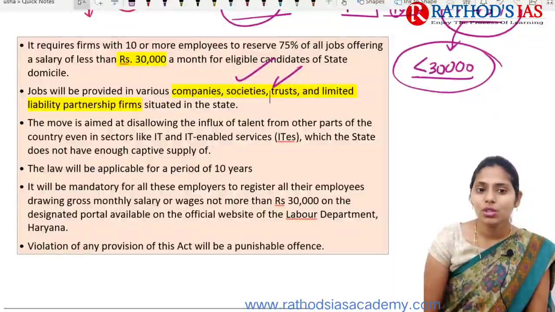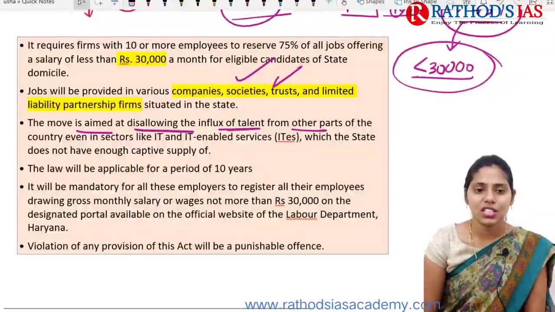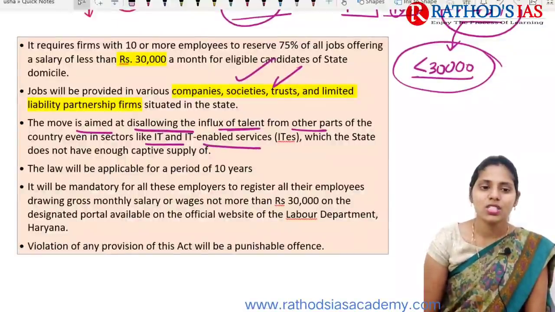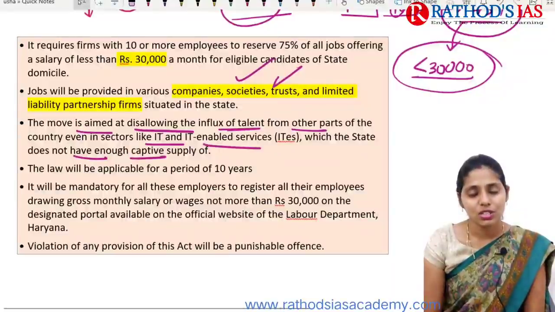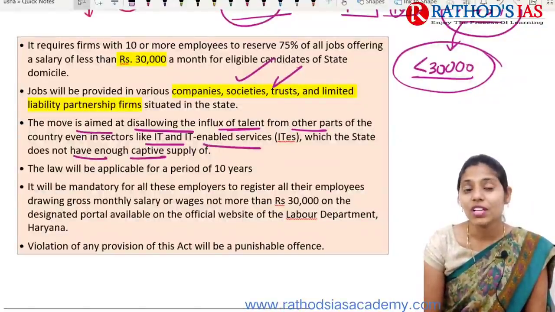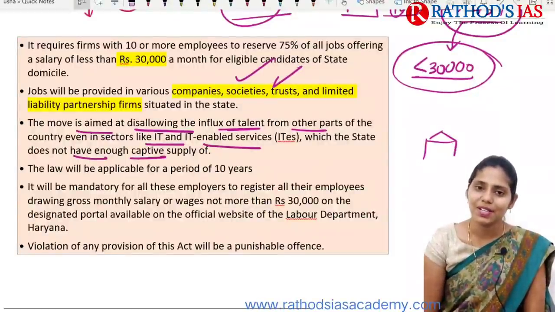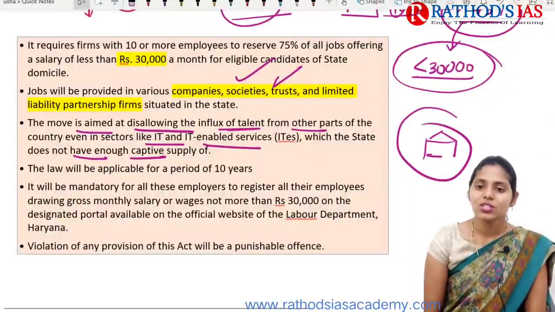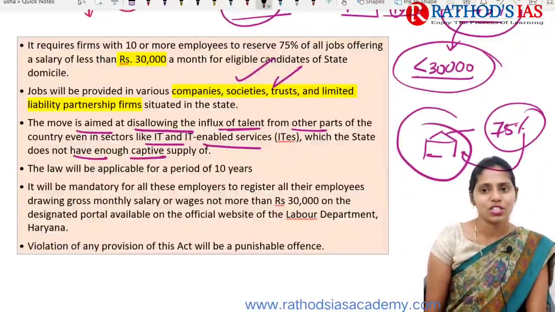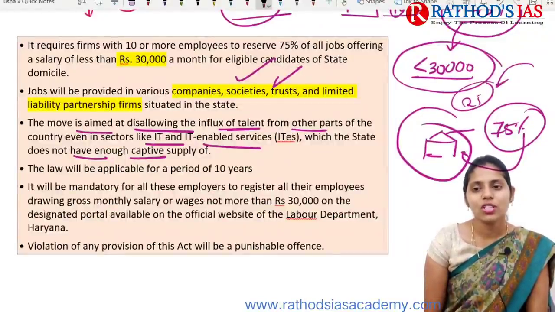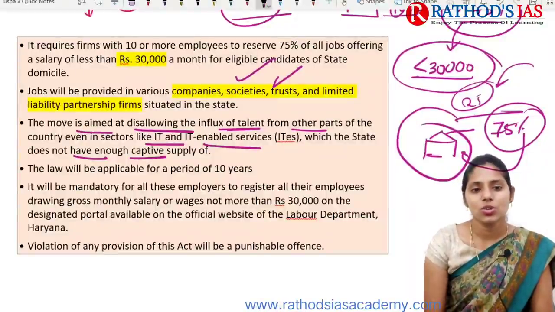This move is mainly aimed at disallowing the influx of talent from other parts of the country, even in sectors like IT enabled services, where the state does not have enough capacity or supply. For example, if a company is established in Haryana, this law says that 75% of the people should be locals, that is 75% reservation, and the rest 25% you can get from elsewhere. Because of this, talented persons who want to come from other states are not allowed.